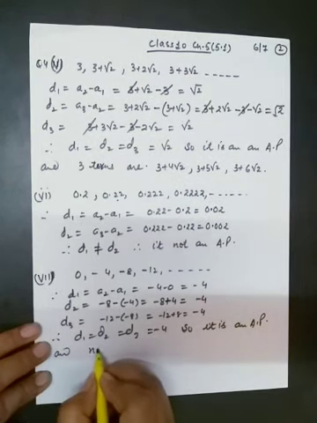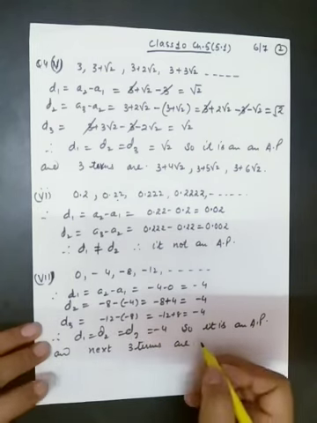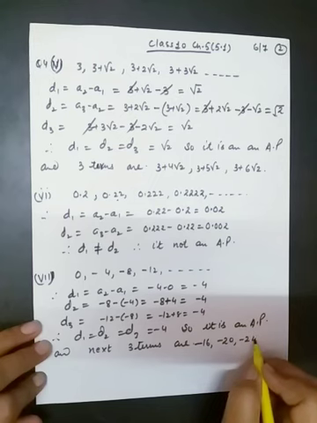And the next three terms are -16, -20, -24.